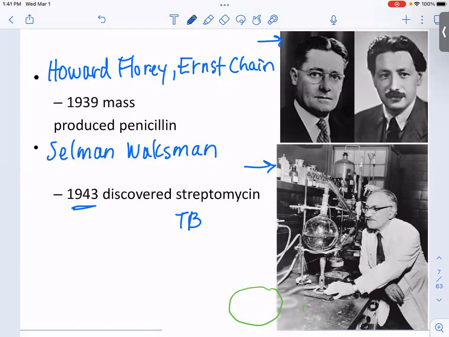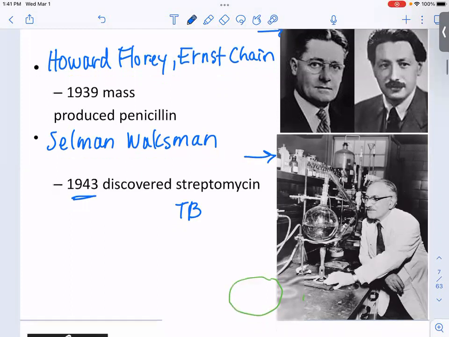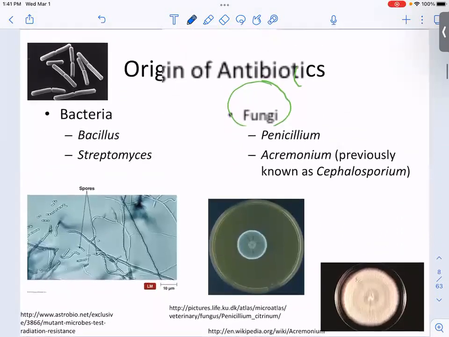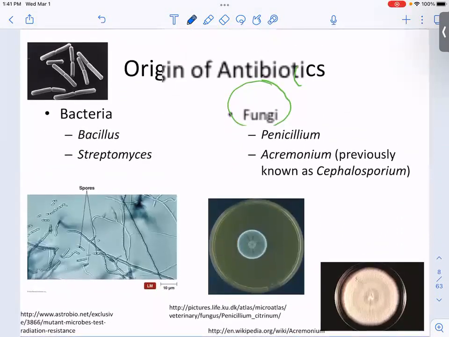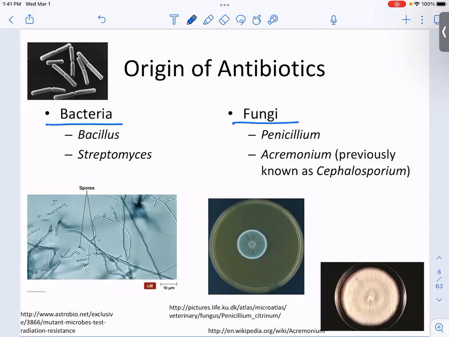All right, and of course, we've been developing antibiotics ever since. Where do antibiotics actually come from? So what kind of organisms make antibiotics? Both bacteria and fungi. Okay, so mostly soil organisms. I don't know of any examples of an organism that does not primarily live in the soil.